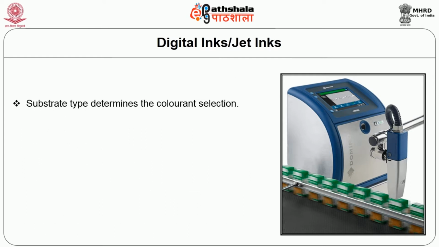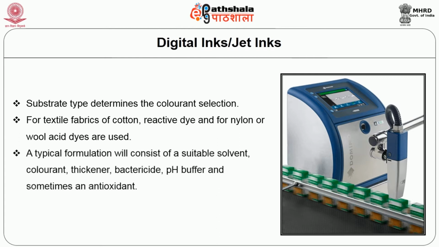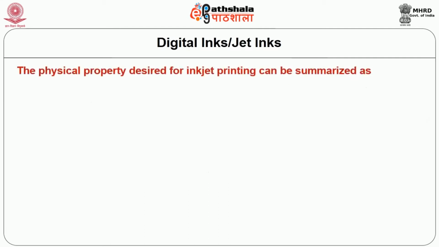Substrate type determines the colorant selection. For textile fabrics of cotton, reactive dye, and for nylon or wool, acid dyes are used. A typical formulation will consist of a suitable solvent, colorant, thickener, bactericide, pH buffer, and sometimes an antioxidant. The physical properties desired for inkjet printing can be summarized as purity, otherwise it will cause clogging of print heads.